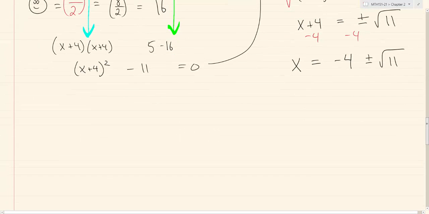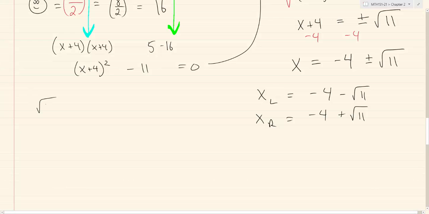So that means if we were to graph this, our left-hand x-intercept would be negative 4 minus root 11, and our right-hand x-intercept would be negative 4 plus root 11. And you might say, I don't believe you. So what is the square root of 11 approximately? The square root of 9 is 3, and the square root of 16 is 4. So the square root of 11 has to be in between 3 and 4.